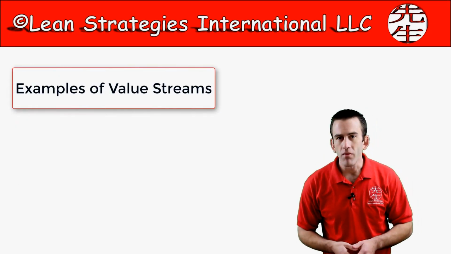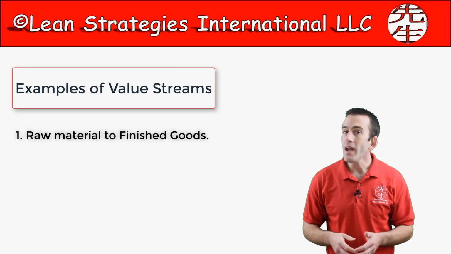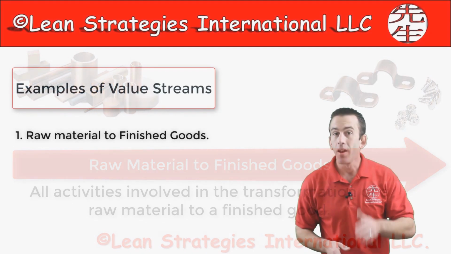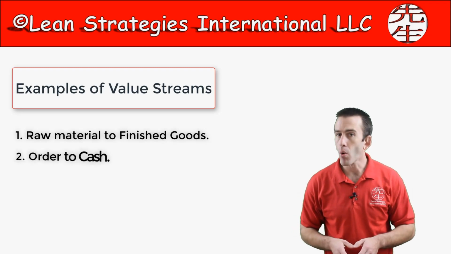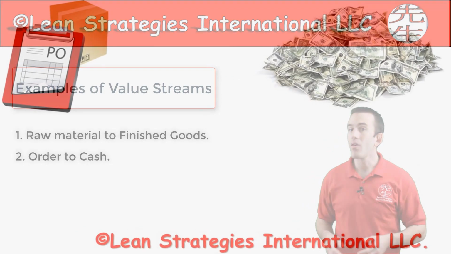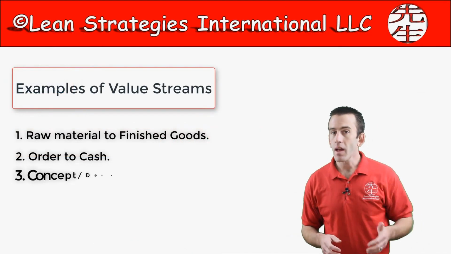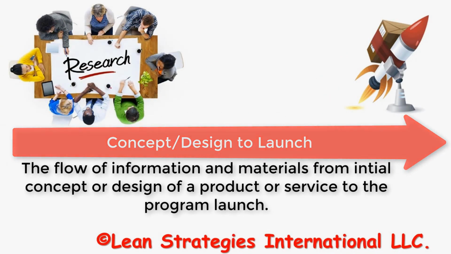Three examples of common value streams are the raw material to finished goods value stream, which would show us all the activities involved in transforming a raw material into a finished good. Another very common value stream that applies to just about any industry is the initial order to cash cycle, which includes all of the activities, steps, and necessary information or material from the time you receive an order up until the point when you receive your payment. Our last example shows us the flow of information and materials from the initial concept or design of a product or service all the way up to its launch.